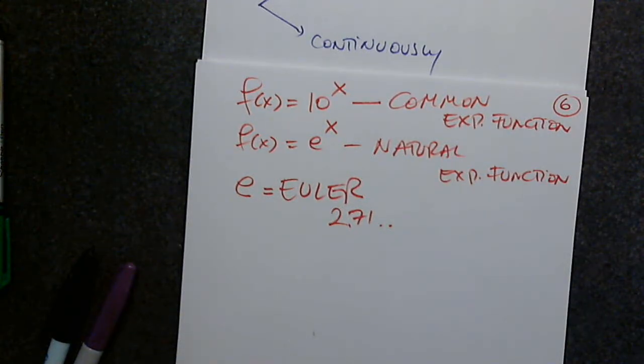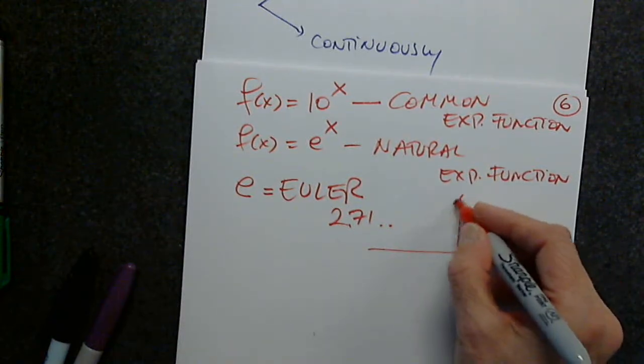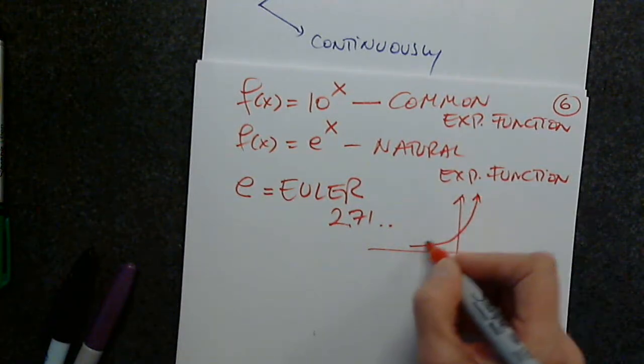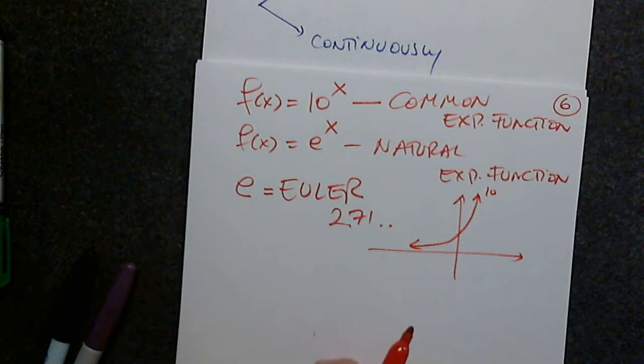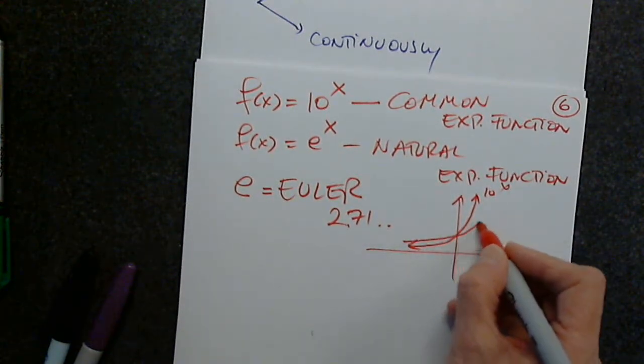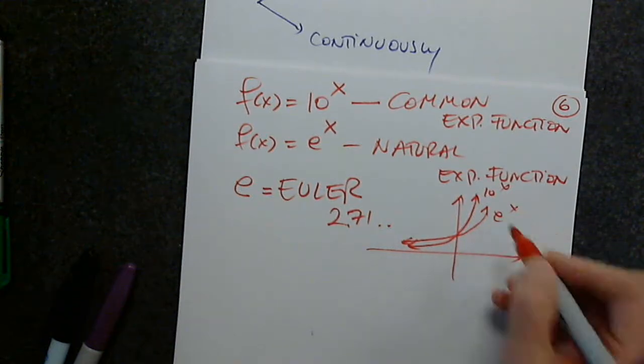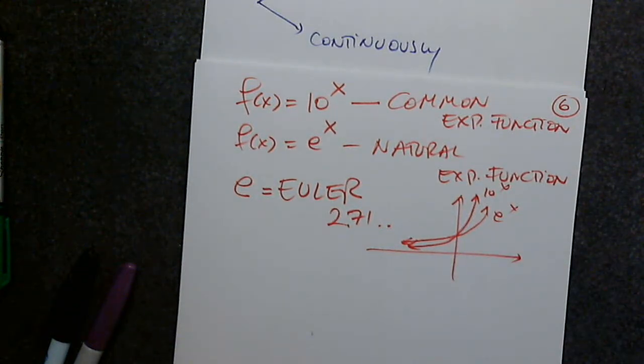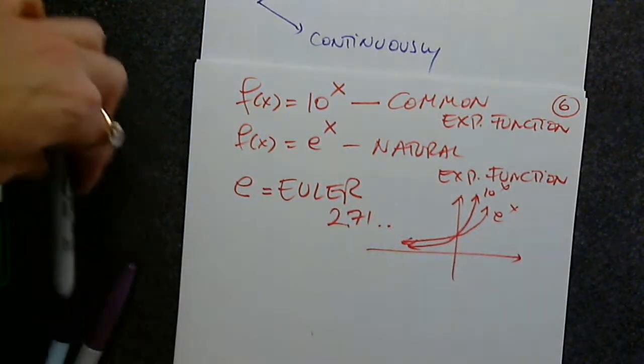And how will these graphs look? Increasing everywhere or decreasing everywhere? Right, increasing, because the base is greater than 1. So both of them, 10 to the x will look like this, closer to the y-axis, and e to the x will look a little bit further away, but the same shape.